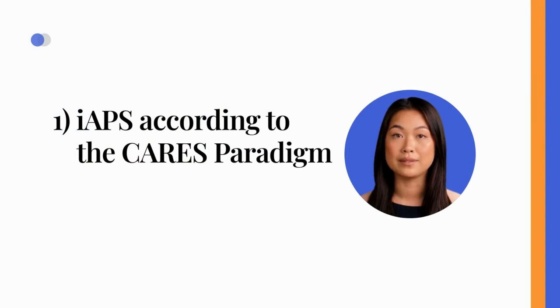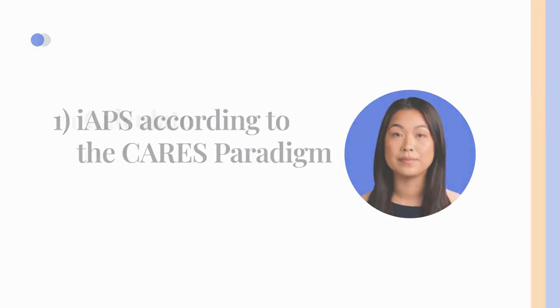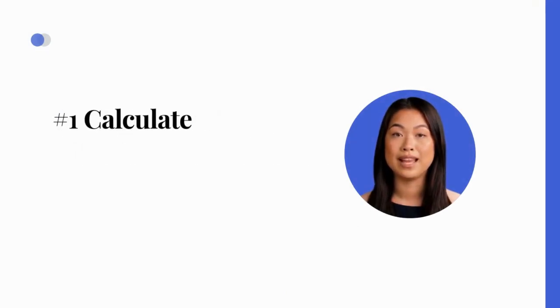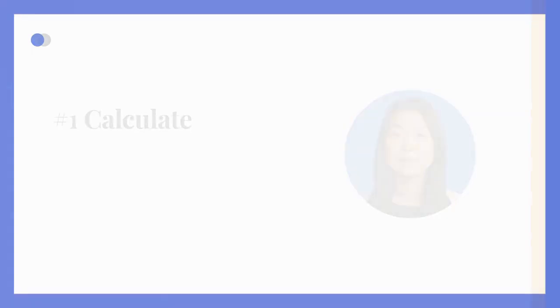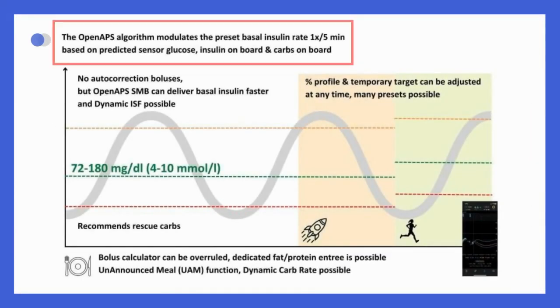iAPS according to the CARES paradigm. 1. Calculate. In iAPS, the preset basal insulin rate is adjusted based on the predicted glycemia of the next 5 to 9 hours. Here's a breakdown of how iAPS works.